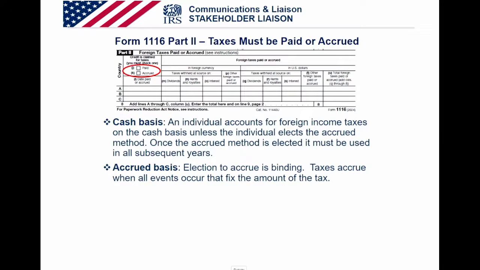And this exception can be found in the new regulation effective for tax years after December 28, 2021, that allows you to elect the accrued method for the first time on an amended return. But this is only allowed once, and in the very first year Form 1116 is ever filed by the taxpayer. And this is per Treasury Regulation 1.905-1(e)(2).